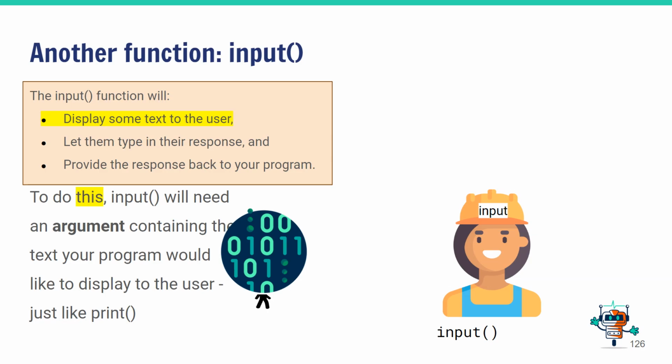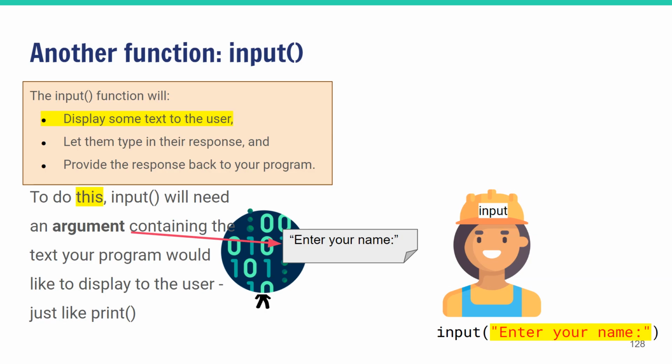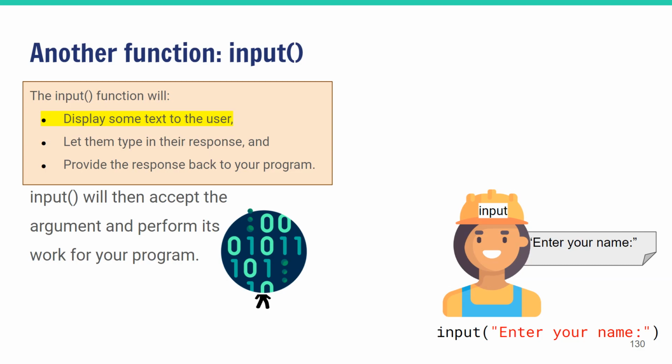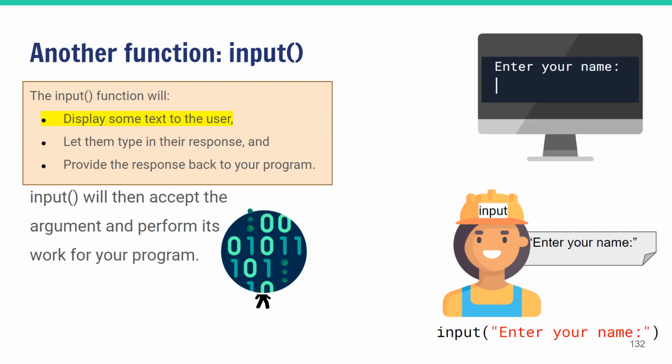And in order to do this, the input function will need an argument. So remember, an argument is a piece of information that your program must give to the function in order for it to operate correctly. And in this case, the argument that your program will need to give is the piece of text that it's going to display, just like the print function. So remember, we supply the argument inside the round brackets, and then the function will take the information in the argument and it will use it to accomplish its first step, which is to display some text to the user.